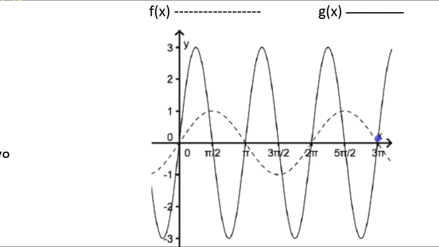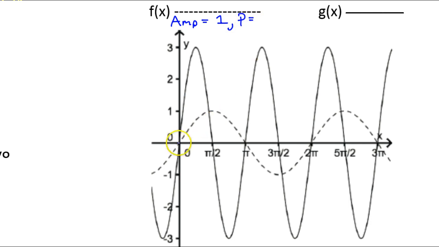the dotted one. So the amplitude for function f is going to be 1. You can see how it goes up 1 from the midline and down 1 below the midline, so the amplitude is 1.